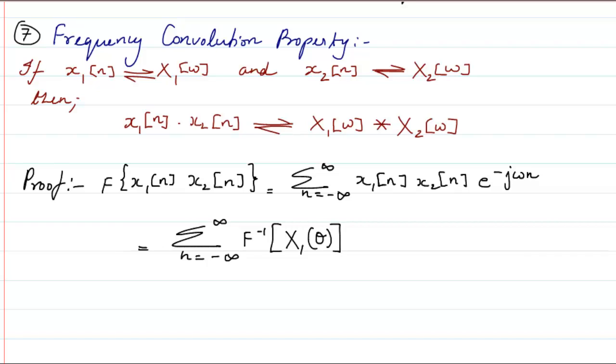We know that x1 of n and X1 of omega are interchangeable. That means the DFT of x1 of n is X1 of omega, and similarly from X1 of omega I can find back x1 of n. So that is what the Fourier inverse means. We have already seen the formula of the Fourier inverse, the inverse DFT. So that into x2 of n e raised to power minus j omega n. Now in a fresh page, let me write the equation of the Fourier inverse of X1 of theta.